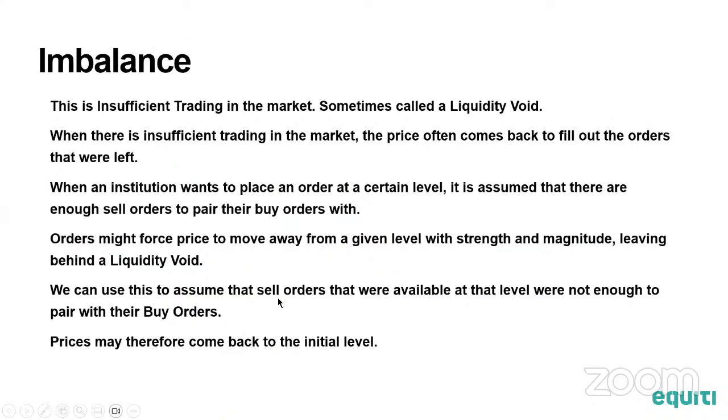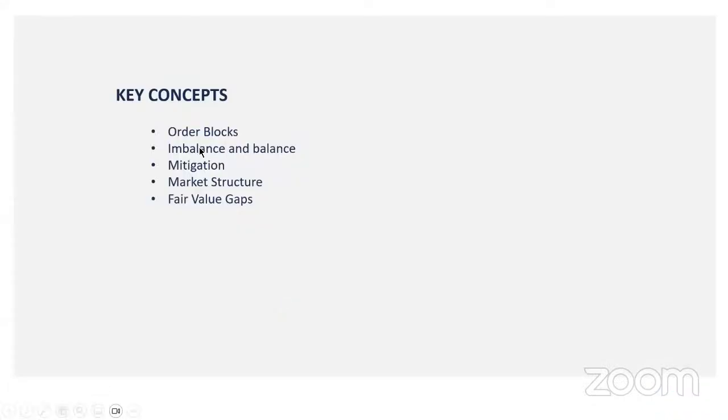Okay. The second concept, if I was to go back to this, is imbalance and balance. So what's imbalance and balance in the market? Firstly, remember that you've defined an order block as the last bullish or bearish candle before an upwards or downwards move. So the next thing is, what's an imbalance really? And how does that tie into the concept of order blocks and smart money concepts?